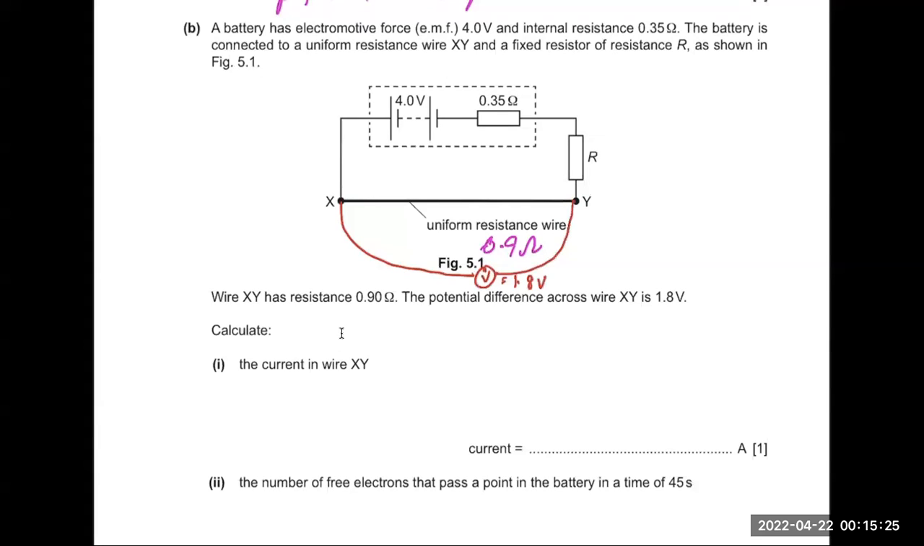Calculate the current in the wire. They've given you the resistance of the wire. They've given you the potential difference across the wire. They want you to calculate the current. V is equal to IR. V is 1.8, I is the unknown, R is 0.9. 1.8 upon 0.9, which is equal to 2 amps, 2.0 amperes.